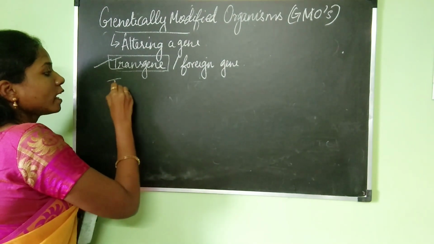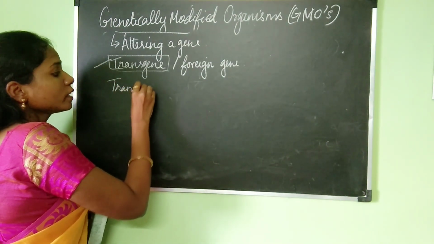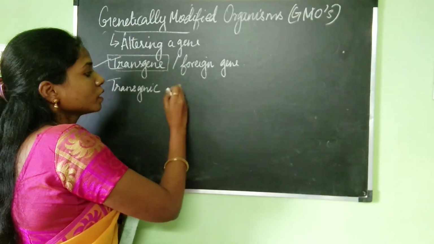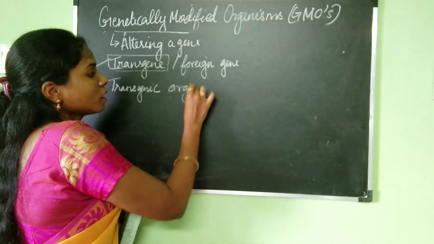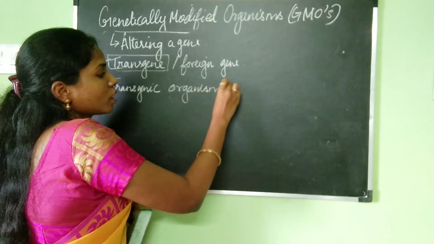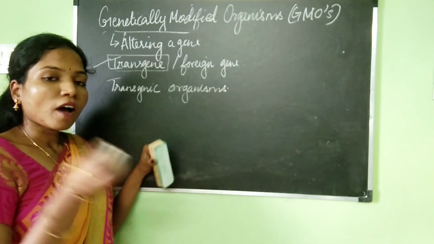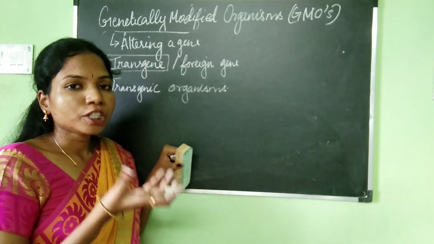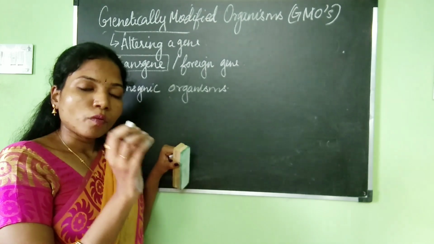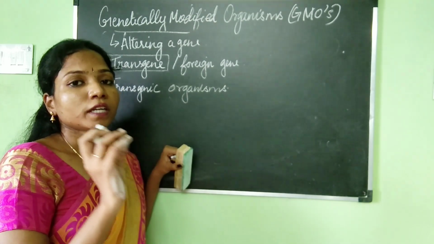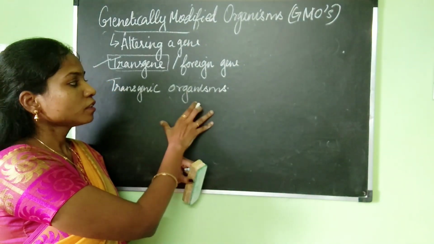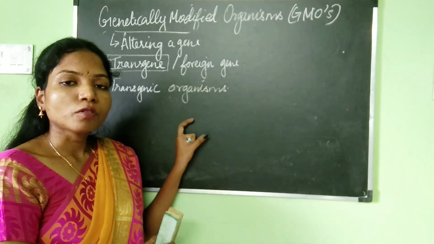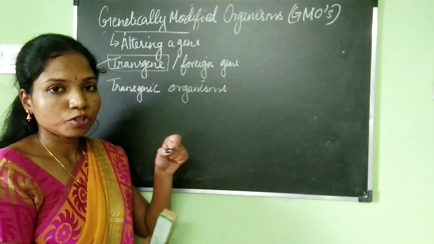And then the organisms which are going to be expressing the transgene are called transgenic organisms. After inserting the gene into an organism, if that gene expresses the particular work of that gene, then we will call it a transgenic organism. So transgenic organisms are going to be expressing the transgene.